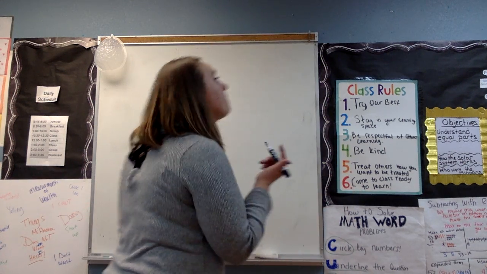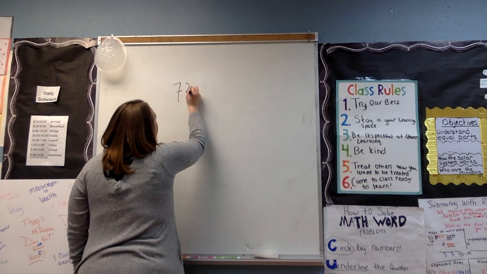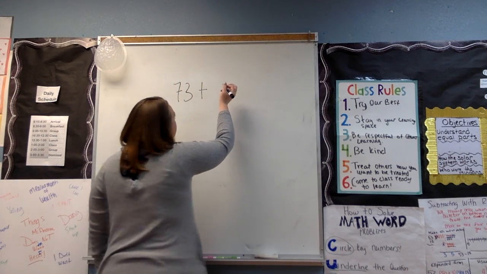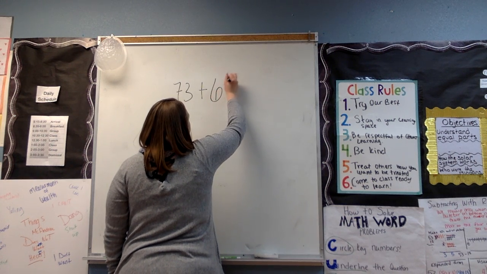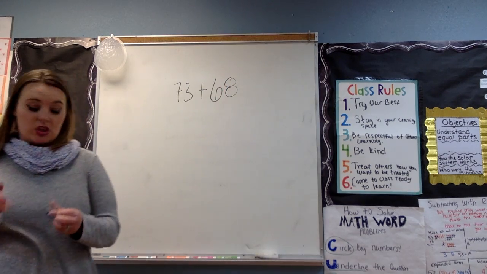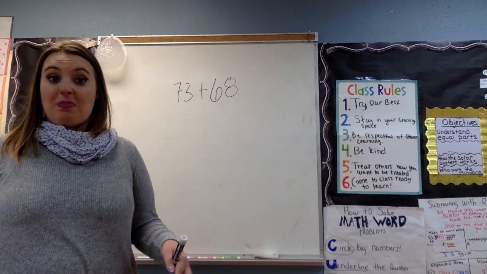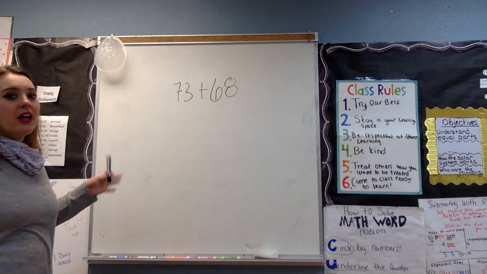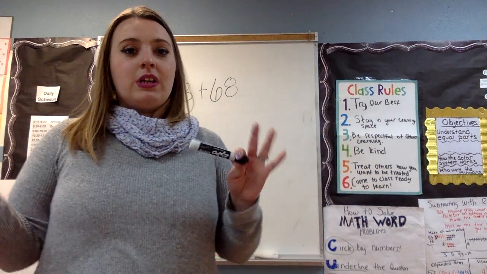Okay. So let's do 73 plus 68. Okay, and we're going to round each. We're going to round each to the tens place. It just makes for easier math. All right, and it doesn't matter. I'll show you an example with both on this, and it's going to get you pretty close either way.